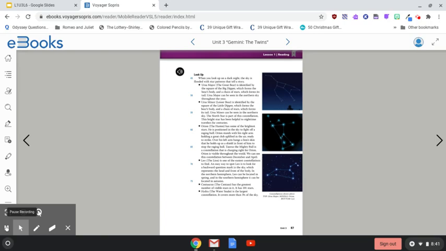Now turn to page 87. It's time to finish the text. Eyes ready? Pencil ready? Let's begin reading Look Up.